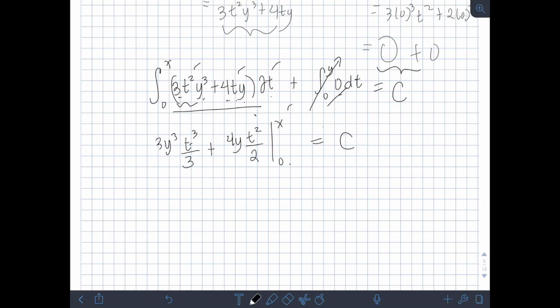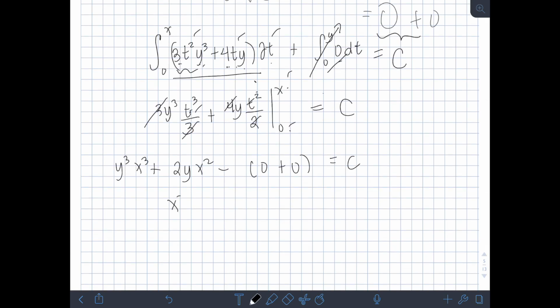Okay, so we have, ito i-cancel ko na, yung 3, so we have y cubed, then yung t gawin natin x, so x cubed plus, itong 4 over 2, magiging 2 na lang, times y, then substitute ko yung x sa t, so magiging x squared, minus, ito, dahil isasubstitute natin itong 0 sa t, automatic, 0 pa rin yung sagot niyan. So, 0 plus ito rin 0 equal c. So, therefore, meron na lang tayong x cubed y cubed plus 2x squared y equal c. Okay, so, therefore, this is the final answer.